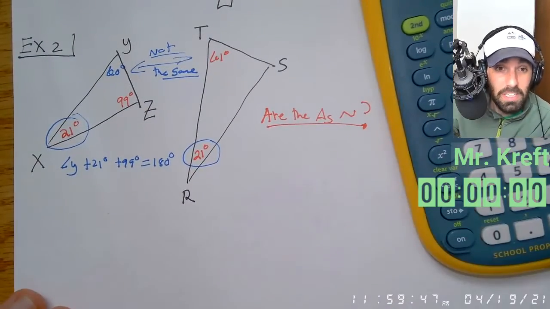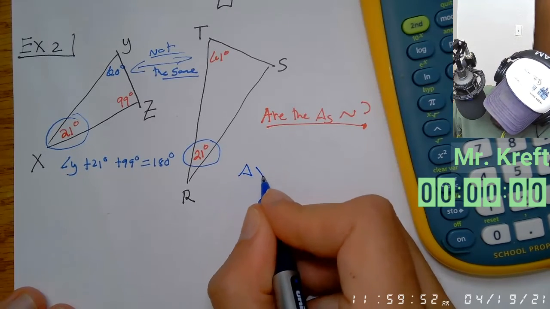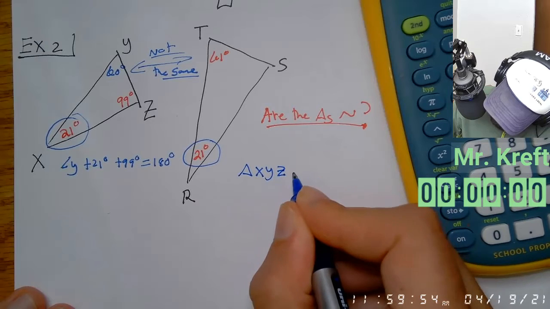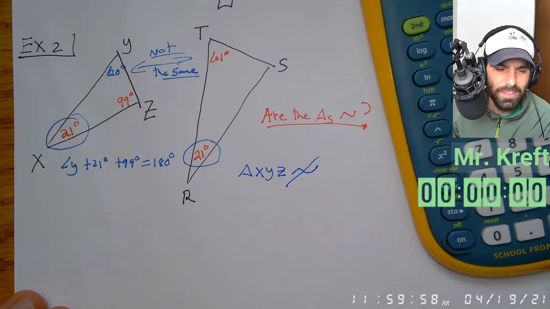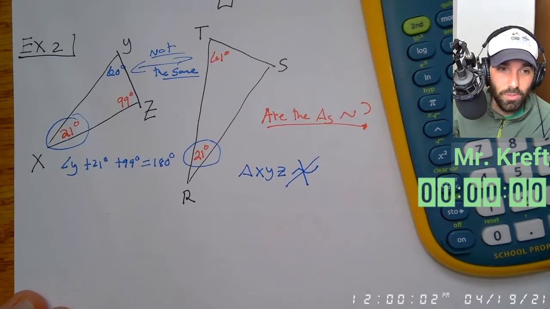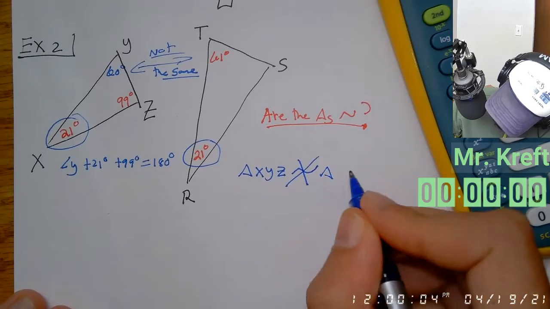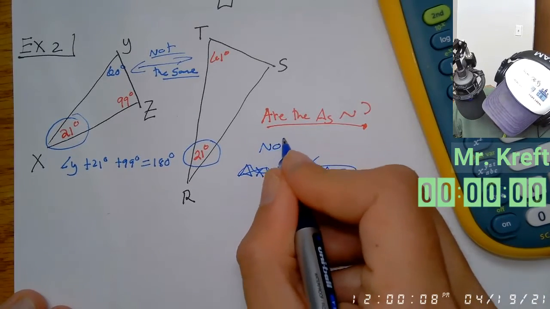So our conclusion here, because we need two angles, is we would say triangle XYZ is not similar to the other triangle. You can draw the similar symbol and put a line through it, but that kind of looks like a bad symbol, so we're not going to do that. Put an X through it so they're not similar. Oh, that's going to be hard to do. Let's just do this: not similar.